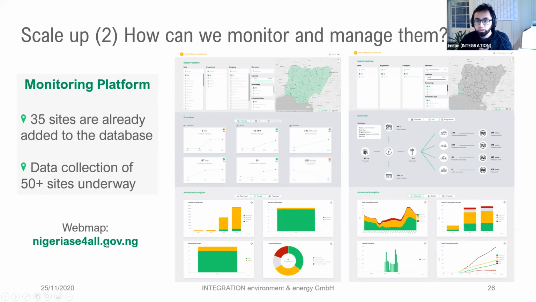Again, I will not go too much into the details of this, but I invite you to visit this portal, Nigeria SE for All, where you also have this monitoring tool, where you can see how projects can be monitored on a portfolio level. So all projects in a certain region or under a certain program, or you could even go onto specific projects and see how that is looking.